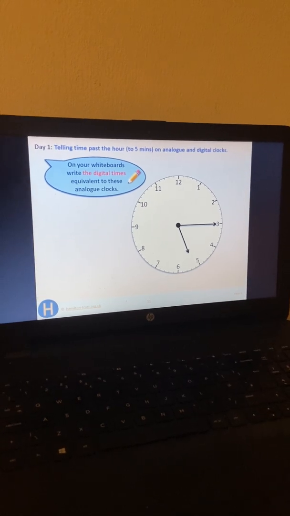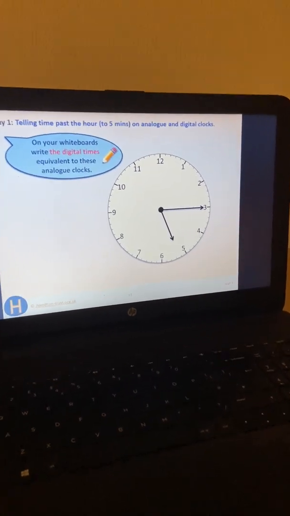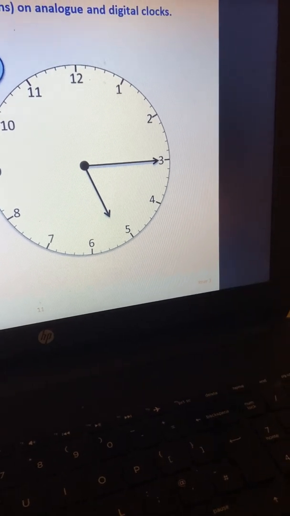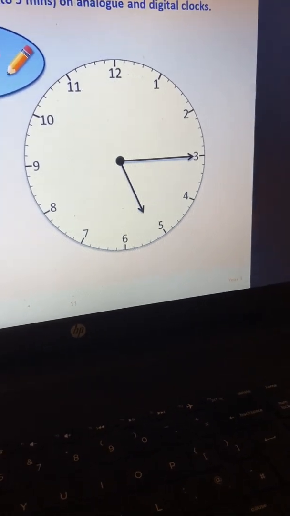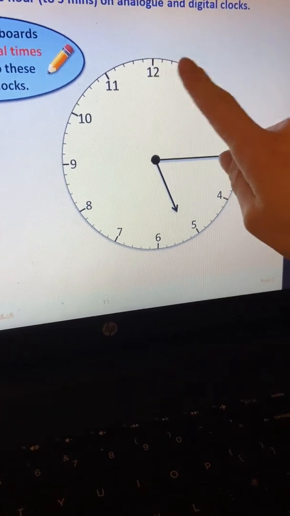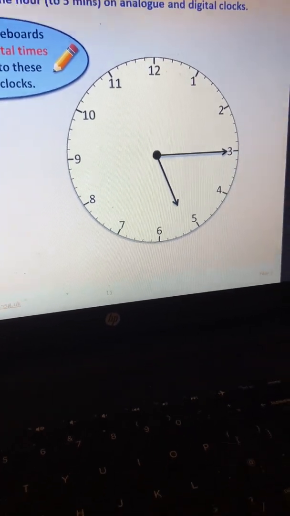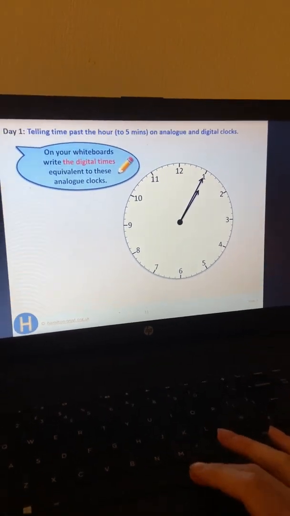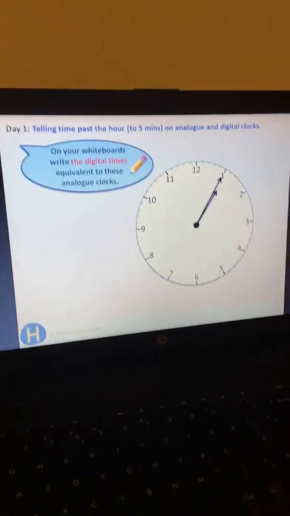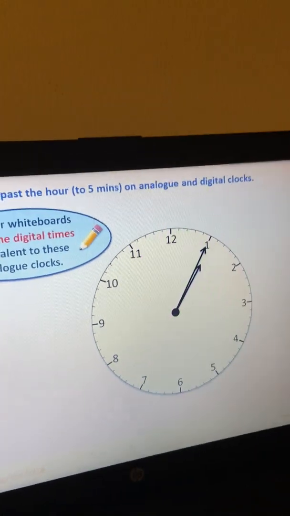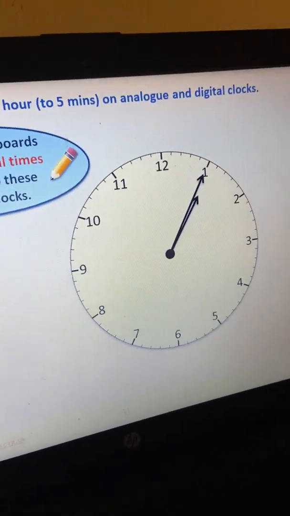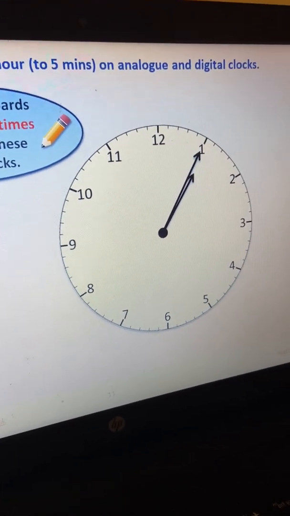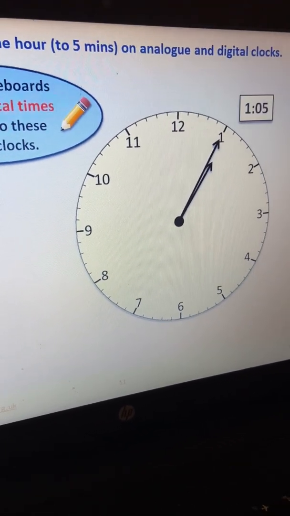Next time, what does this read? I'll give you a couple of seconds to look at it. Remember, look at the hour hand first, which is the shorthand. It's just past the 5, so it's going to be 5 ... What's it going to be? 5, 10, 15. 5:15. Let's go again. What do you think this reads? Look at the hour hand first, which is the small hand. It's pointing at the 1, so we know it's going to be 1 ... 1:05.